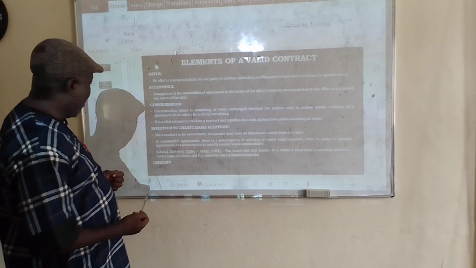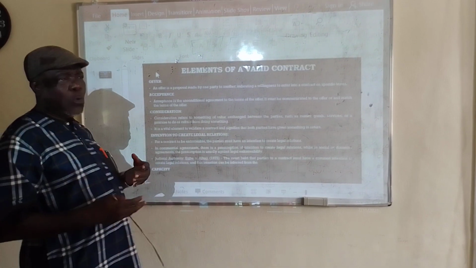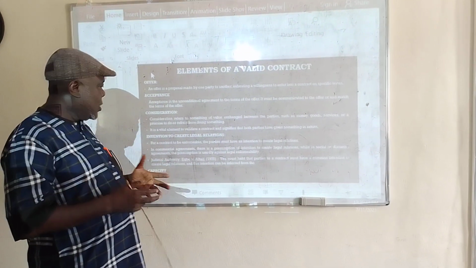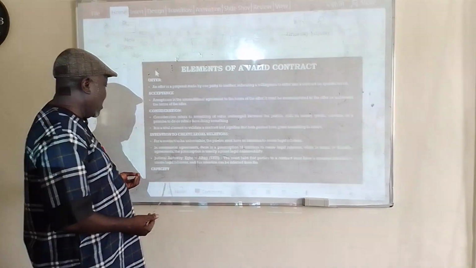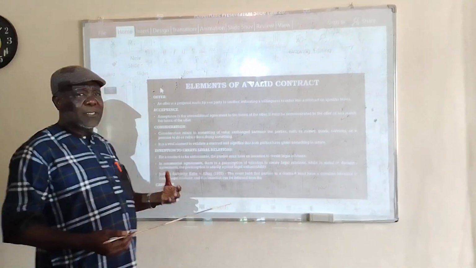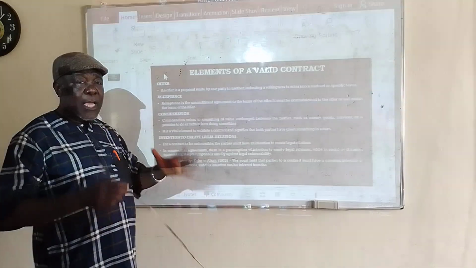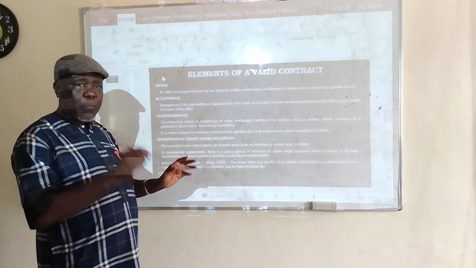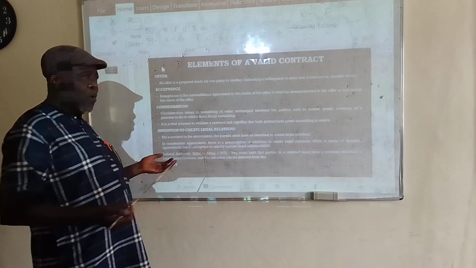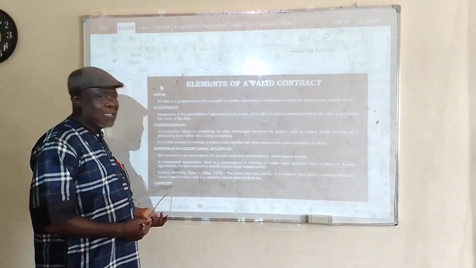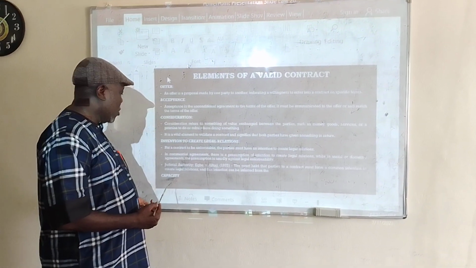Now, the final one is capacity. Capacity relates to the ability of a person to enter into a contract independently. For instance, there are certain classes of persons who will not be allowed to enter into a contract alone without some supportive element. We shall look at them. For instance, a child or an infant falls under this. He lacks that capacity, except with some exceptions.